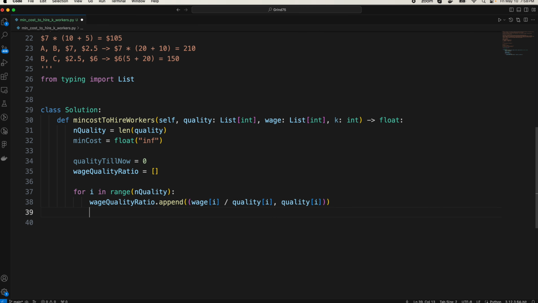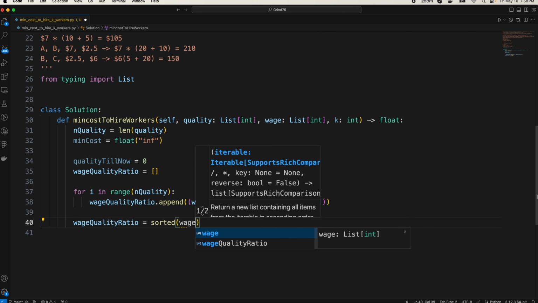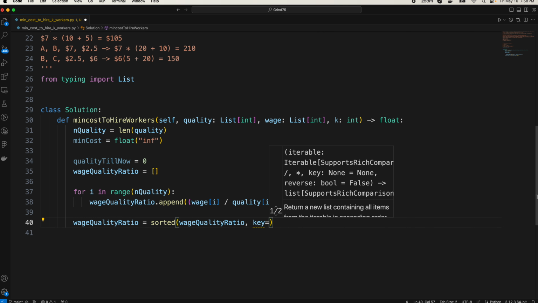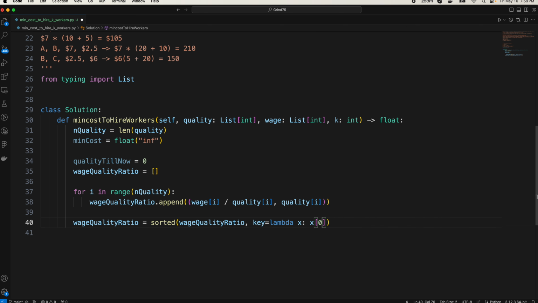Okay. So now, as I said, we have to sort this based on the ratio. We put the minimum ratio at the beginning, so we choose greedily. The wage ratio is sorted, the wage ratio, and key is our lambda x, and then x 0, because we want to sort it by this ratio.